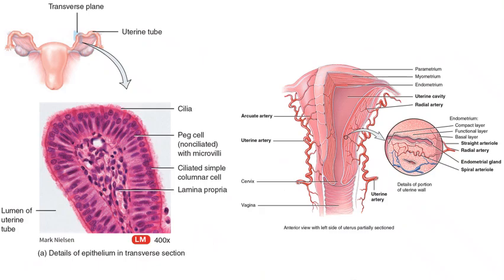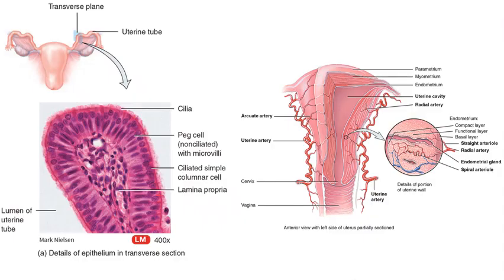Physiologically, the uterus consists of three layers: the perimetrium, the myometrium, and the endometrium. The outer layer is the perimetrium, or serosa, and it's part of the visceral peritoneum. It's composed of simple squamous epithelium and areolar connective tissue. Laterally, it becomes the broad ligament.